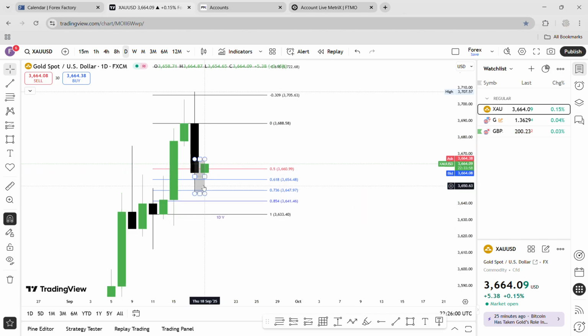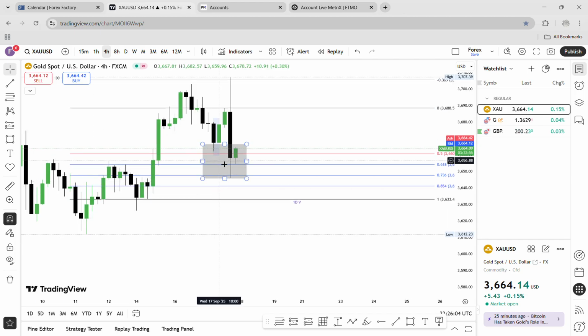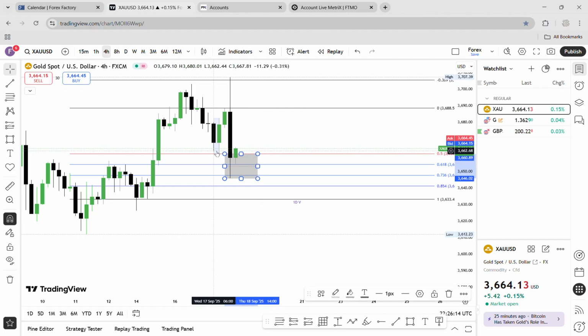Correct. So now let's go down to where? Say below the 50%, which means this area, right? Let me just shade this area right here. What do you want to see? You want to see a shift in market structure, you understand? To get a long buying opportunity.